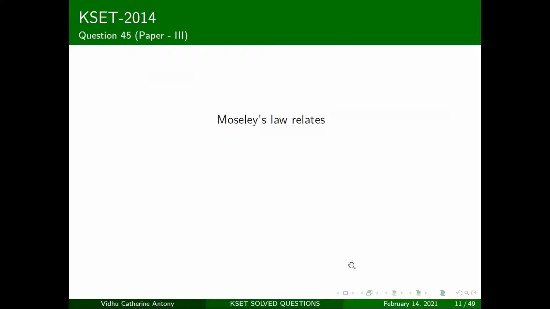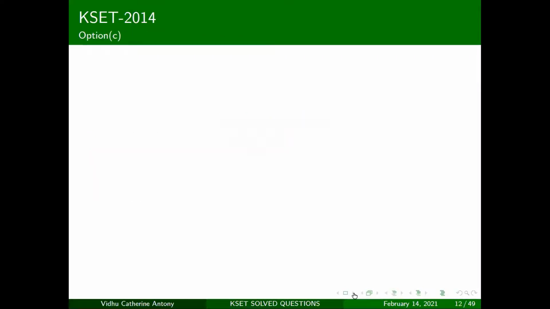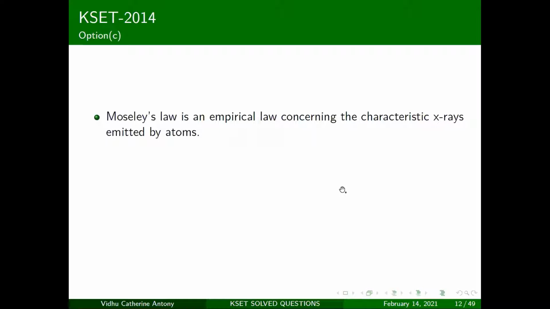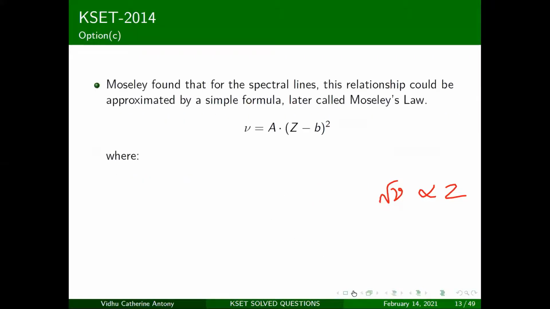So Moseley's law, this is something that we've already learned in high school pretty much. Moseley's law relates what and what? Wavelength and intensity of X-rays, frequency and applied voltage, frequency and atomic number, or wavelength and scattering. Moseley's law is basically an empirical law. It concerns the characteristic X-rays that are emitted by atoms. The law states that the square root of the frequency of the emitted X-ray is proportional to the atomic number. So that's what you have here: square root of nu is proportional to Z.